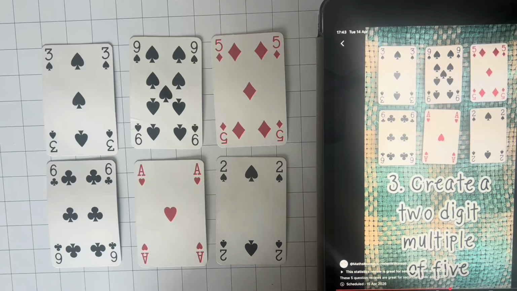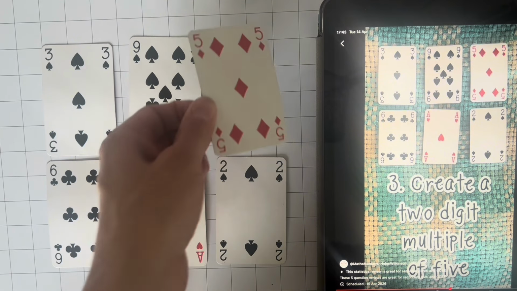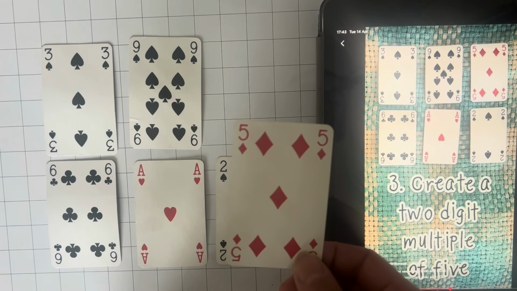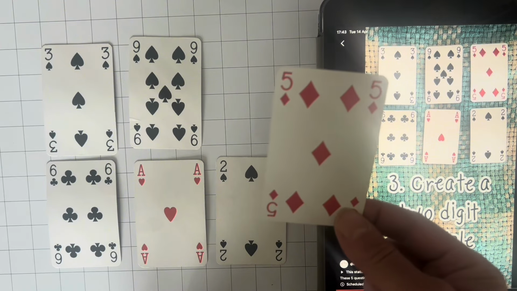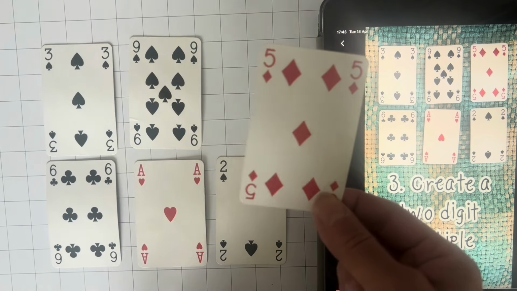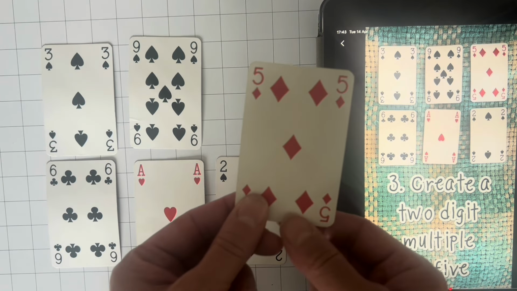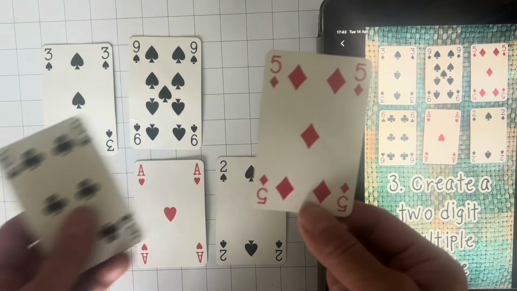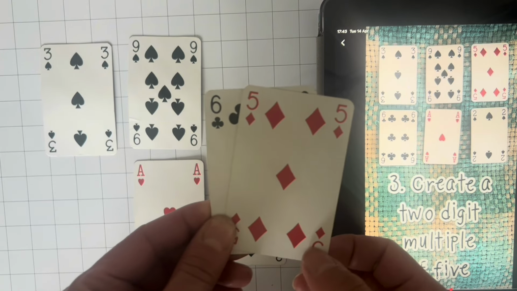Question 3 asks us to create a 2-digit multiple of 5. We know our multiples of 5 must end in 0 or 5. There isn't any zeros, but we do have a 5. We're creating a 2-digit multiple of 5, so we know the 5 has to go in the units position, but any of these could go in the tens position. So we could use any of these to make a 2-digit multiple of 5. I'll just pick 6, so my number would be 65, a 2-digit multiple of 5.